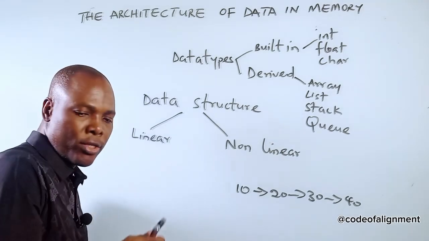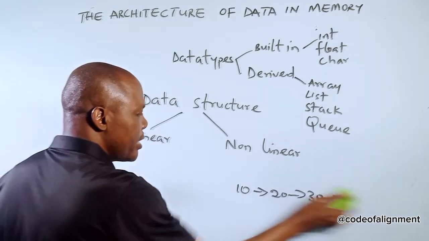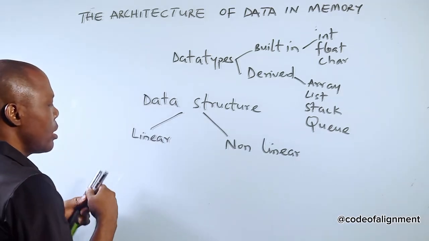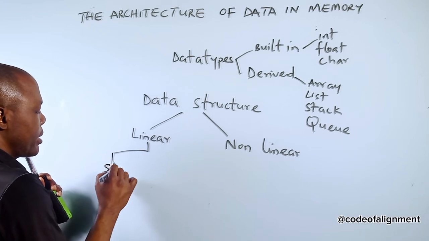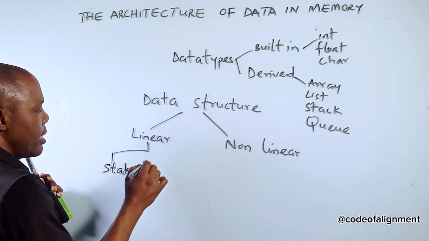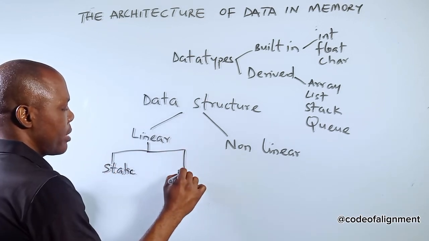Now, this linear data structure is further divided into two, which are static and dynamic.